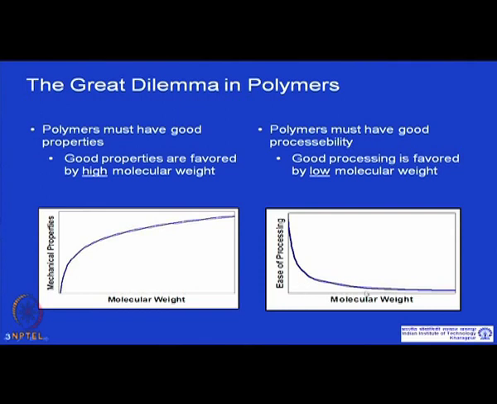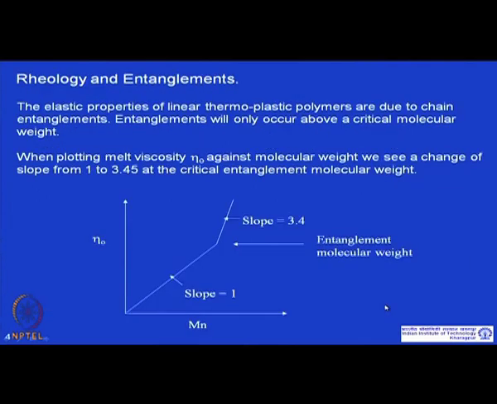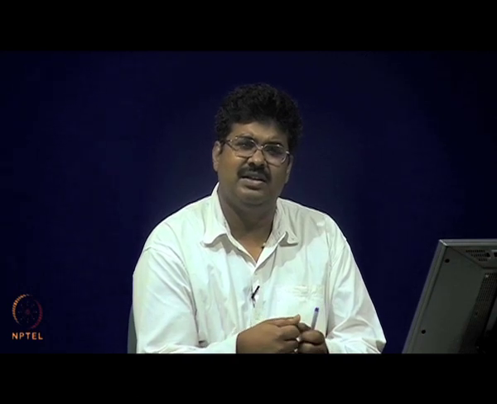Now, just to spend a minute on why the ease of processing is so much dependent on molecular weight, let us talk about the rheology and entanglement of polymer molecules. The elastic properties of linear thermoplastic polymers are due to chain entanglement. We described in the last lecture that the resistance to deformation is due to chain entanglement, because other chains, maybe intramolecular or intermolecular chain segments, are present in the vicinity of a particular polymer chain, which basically resist the deformation.